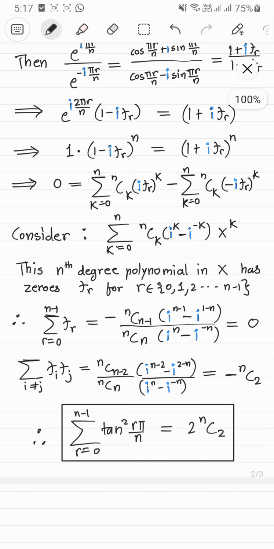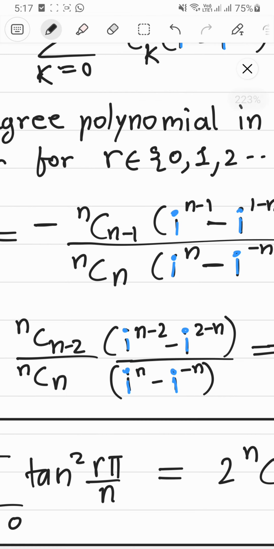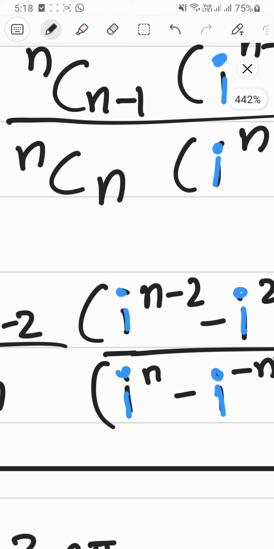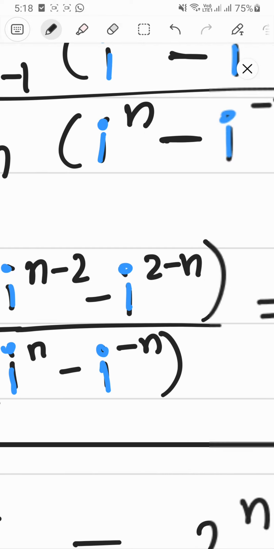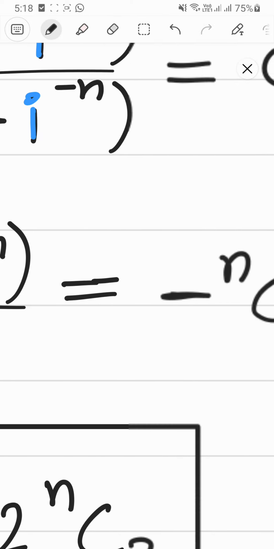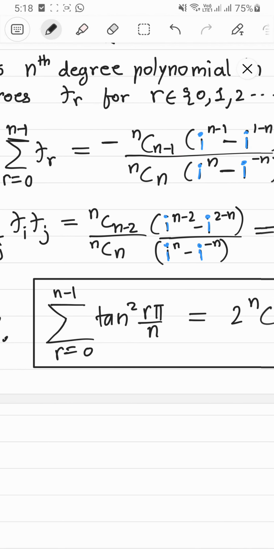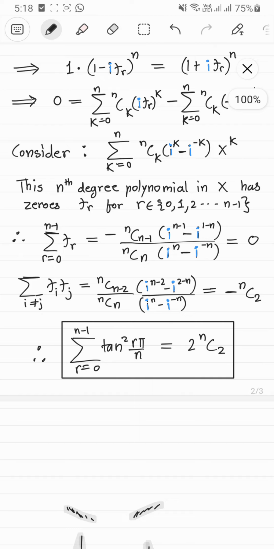Right, now the good part is that i power n minus 2 minus i power 2 minus n is not 0. Instead it's the same thing as i power n minus i power negative n, in fact negative of that thing, because i power 2 is negative 1, right? So write this as i power n into i power negative 2, and i power negative 2 is just negative 1. Similarly this thing is i power 2 into i power negative n, so that's negative 1 times i power negative n, and then take that negative 1 out. So this thing just turns out to be negative nC2, and from that this quickly follows. This is very easy to prove.